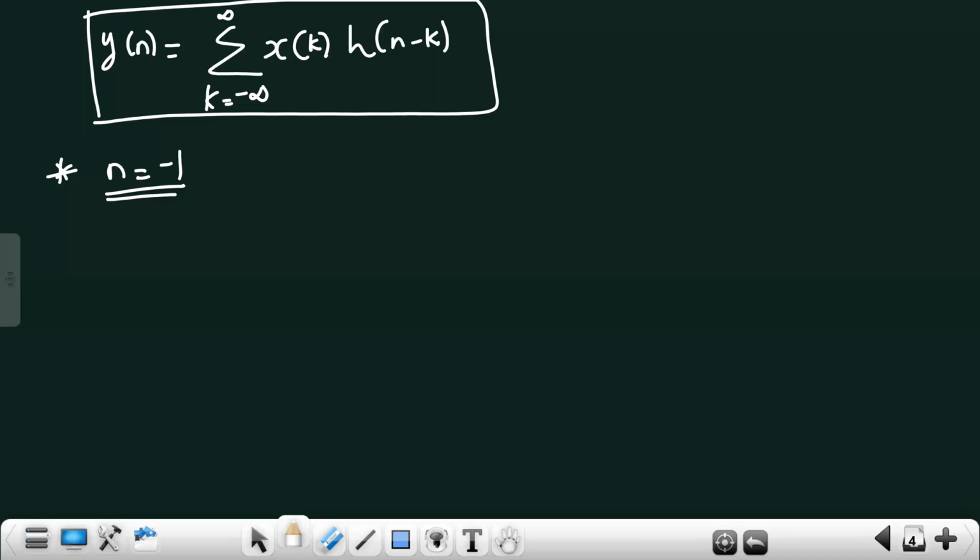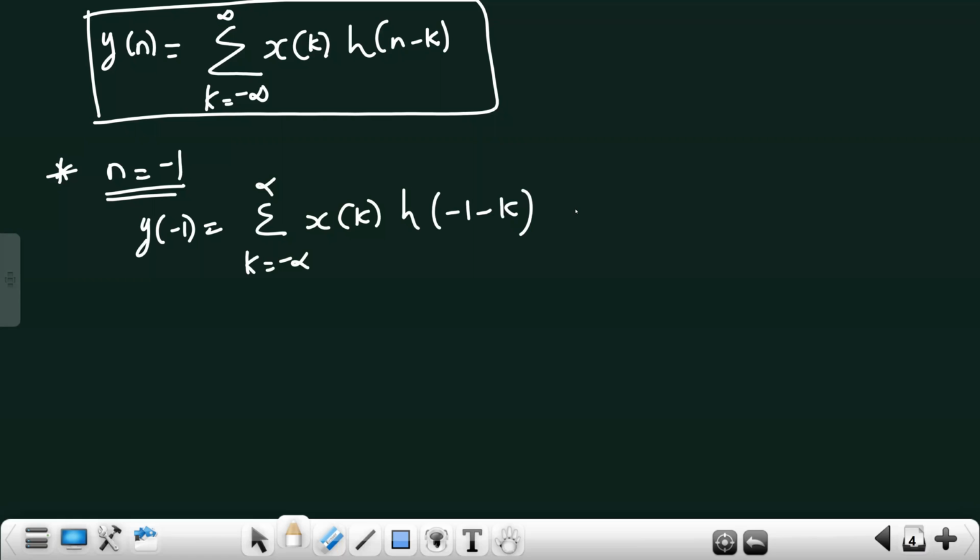Okay, at n equal to -1, the equation will become y of -1 is equal to sigma k equal to minus infinity to infinity x of k into h of -1 minus k. That is, it is equal to sigma k equal to minus infinity to infinity x of k into h of minus k minus 1. Simply I have interchanged h of minus k minus 1. That's all.